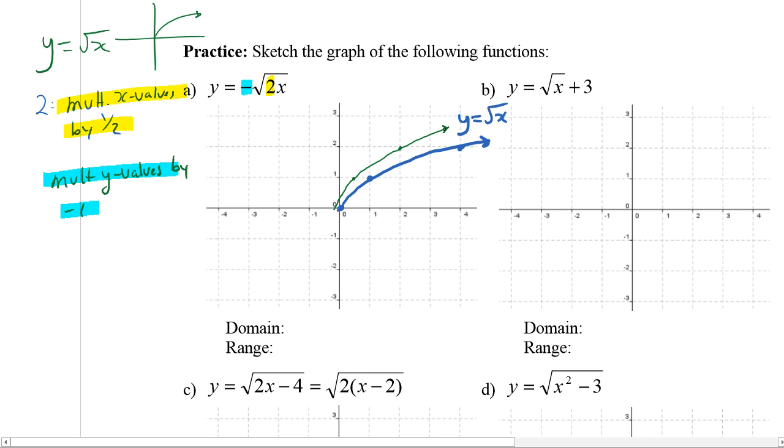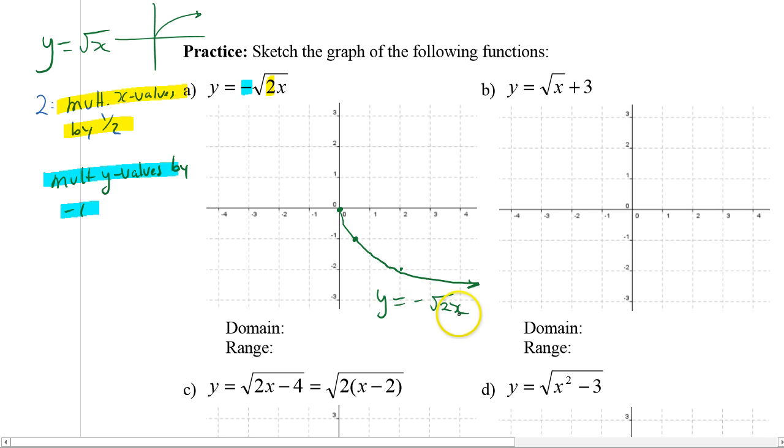I'll erase these to get them out of the way. And now I need to multiply my y values by negative 1, which looks like a reflection over the x-axis. So this point still stays the same, but now this is down here. This 2 becomes a negative 2, and I get this kind of a shape. I will erase my old one there. Okay, and so there's my final y is equal to negative the square root of 2x.